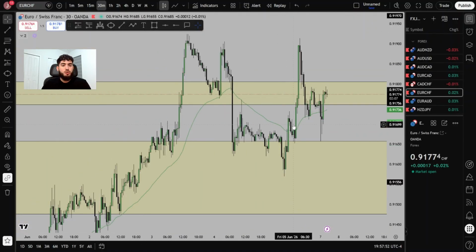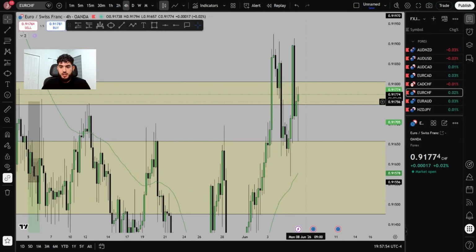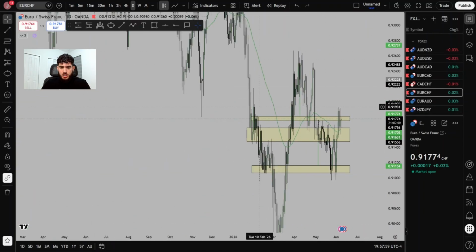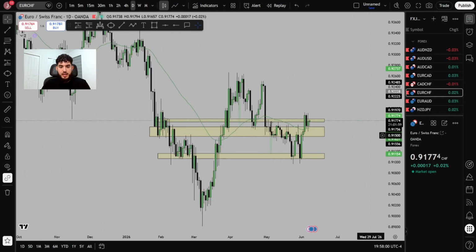Next up is Euro CHF. Euro CHF, I'm also looking for a long on. And looking over to the daily, it did a great double bottom down here that I did not catch at all last week. But this double bottom did already go back and do the retracement it usually needs in order to keep that momentum to the upside.